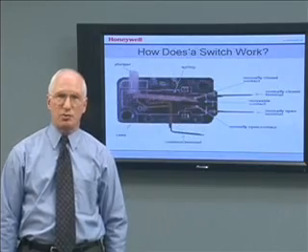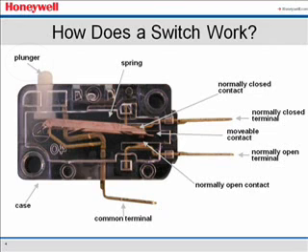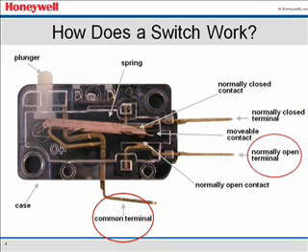So how does a switch work? This shows the inside of a switch. With the plunger in the released or free position, the common contact is against the normally closed contact. In this condition, the normally closed circuit of the switch can carry current. This means there is electrical continuity between the common terminal and the normally closed terminal. The common terminal is electrically insulated from the normally open terminal.